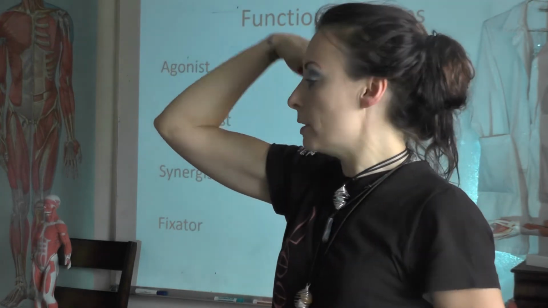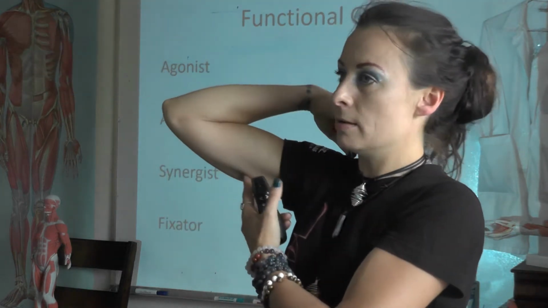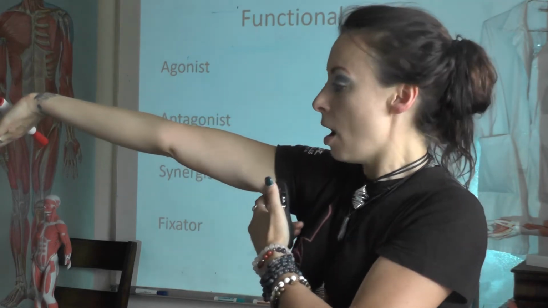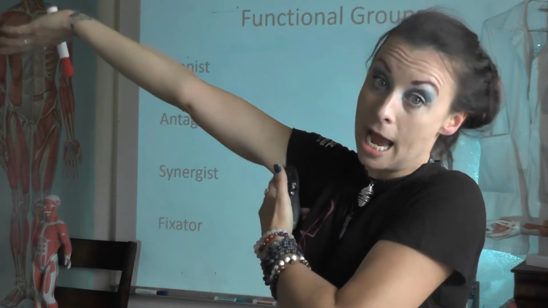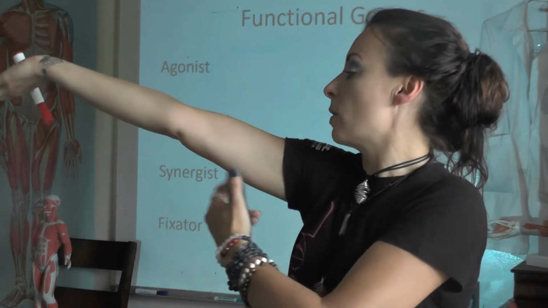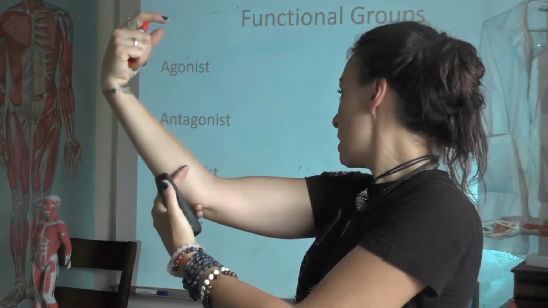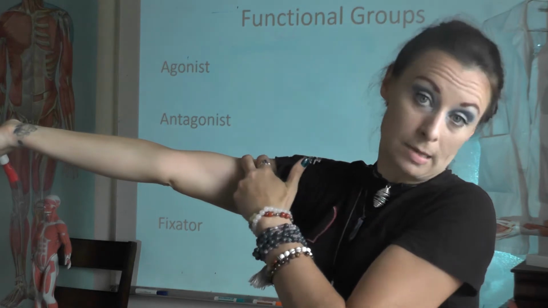Okay? Now what if we look at the opposite movement, forearm extension? Well, now the muscles that are going to pull on my forearm to extend it are what? They would be my extensors. Well, like your triceps brachii, right? So that is going to be my primary forearm extensor. And the antagonist then to forearm extension is now my biceps brachii.